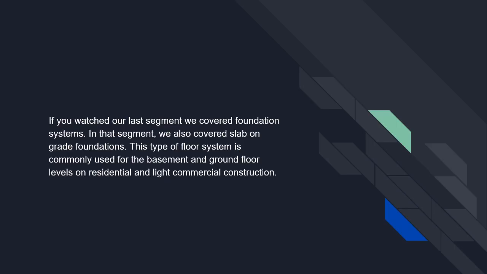In this segment, we're going to cover the most common types of floor systems used in residential and light commercial construction. If you watched our last segment, we covered foundation systems. In that segment, we also covered slab-on-grade foundations. This type of floor system is commonly used for the basement and ground floor levels on residential and light commercial construction.